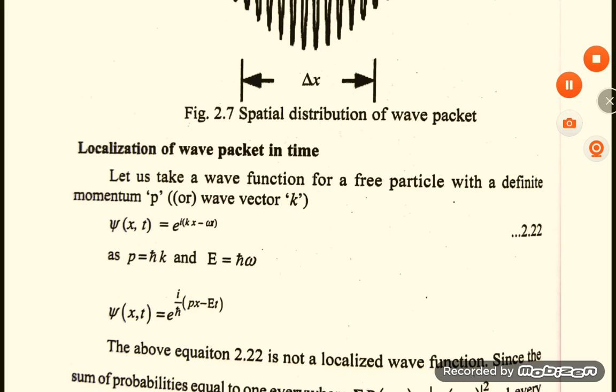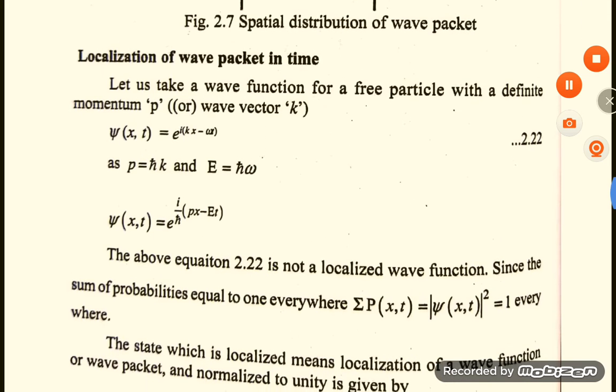k is equal to 2 pi by lambda, and h cut is equal to h by 2 pi. The 2 pi will get cancelled, so h by lambda is present. So p equals h by lambda, which is nothing but the de Broglie wave equation. And E equals h cut omega: h cut is h by 2 pi and omega is 2 pi nu, so the 2 pi will get cancelled and E equals h nu. So p and E are nothing but the momentum and the energy.